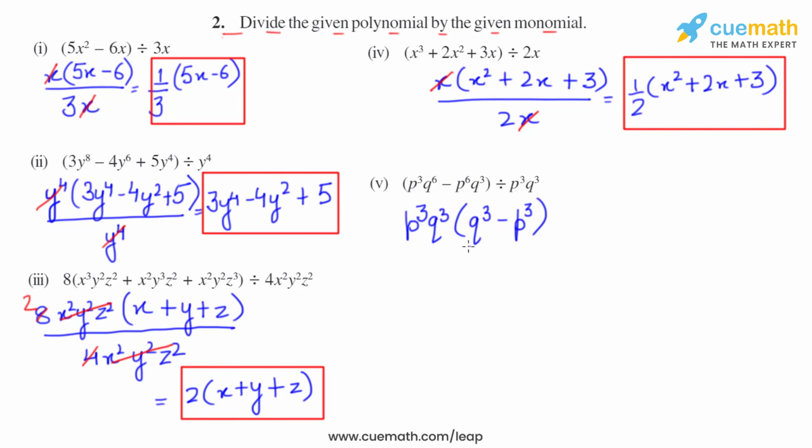In the same way, second term will give us p cube, and it is divided by p cube, p raised to the power 3, q cube, q raised to the power 3. So this p cube and p cube gets cancelled, q cube and q cube gets cancelled. So the final answer is q cube minus p cube. This is the final answer for the fifth part.